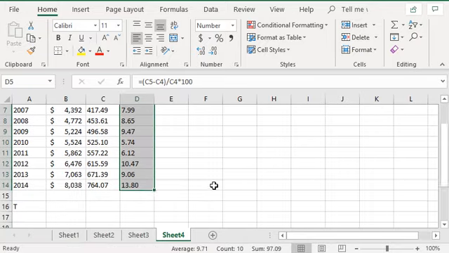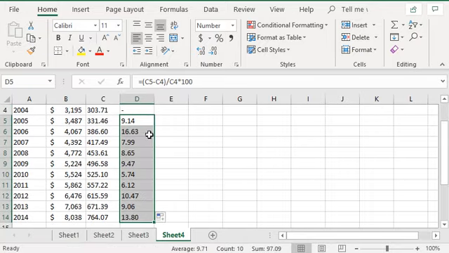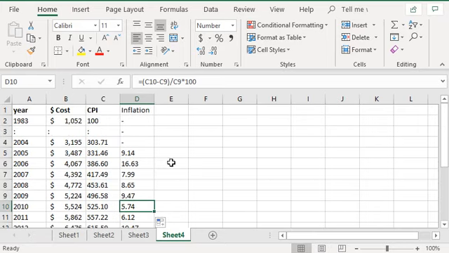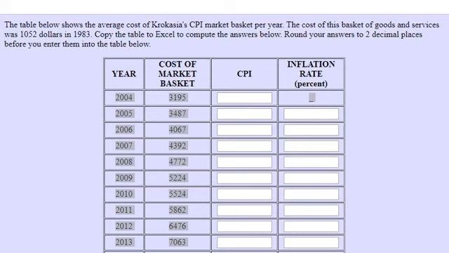Where is the inflation rate highest? The inflation rate is highest from 2005 to 2006. Where is the inflation rate lowest? It's lowest in 2010. Prices only rose by 5.74% from 2009 to 2010. So I'm going to go ahead and copy this stuff into my open math, one at a time.